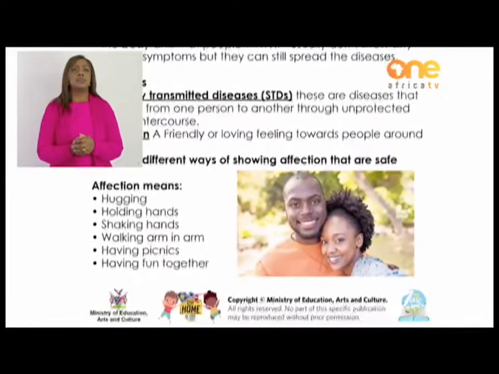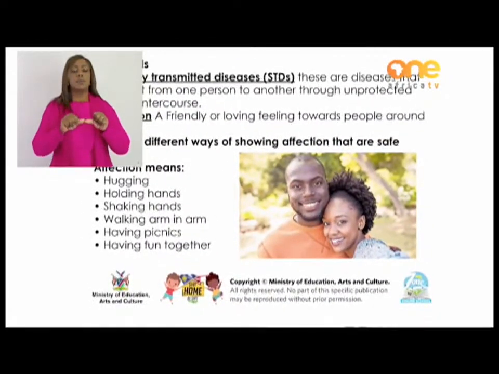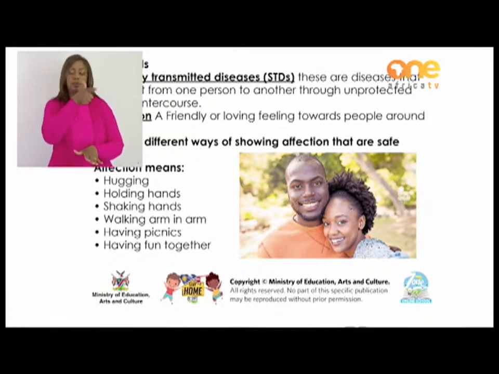Before we move on, we need to look at our keywords. The first one is sexually transmitted diseases, STDs. These are diseases that transmit from one person to another through unprotected sexual intercourse. The second keyword is affection. Affection is a friendly or loving feeling toward the people around you.